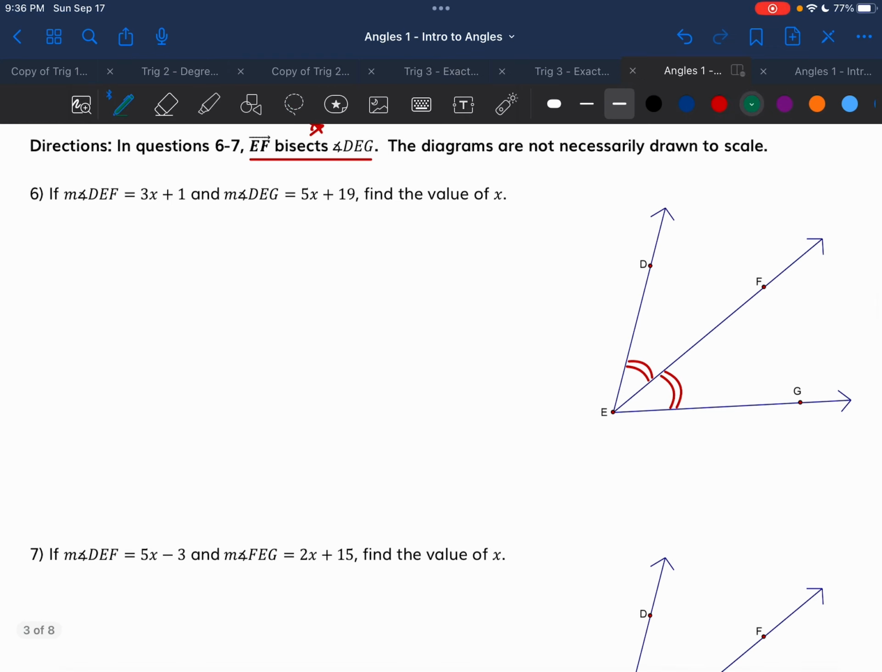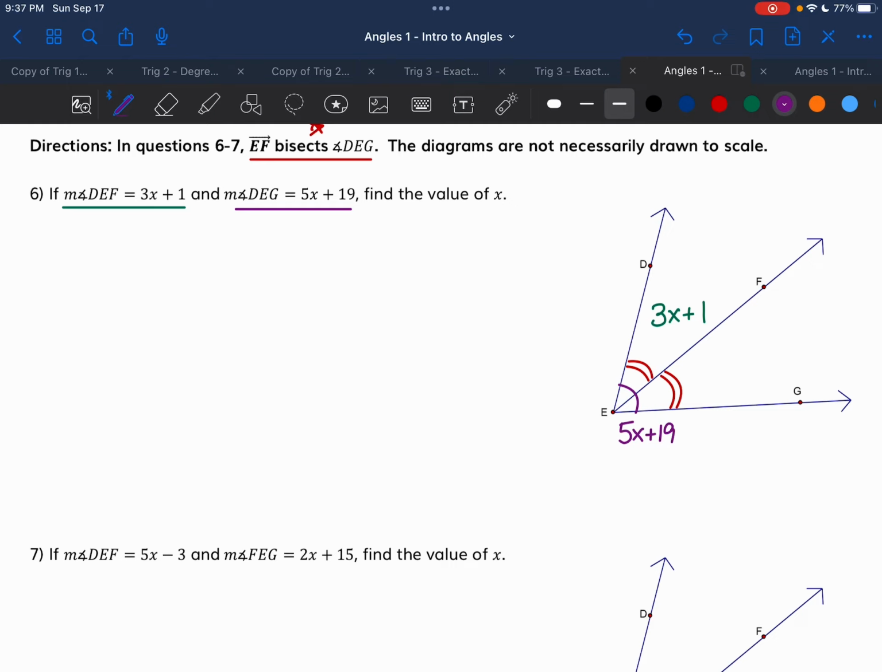Then I can go and actually look at question number 6 and say, the measure of angle DEF is 3x plus 1. DEF, connect my dots. I've got this angle right here, and this is 3x plus 1. The measure of angle DEG is 5x plus 19. DEG is 5x plus 19. That's a little bit trickier. And again, this is why sometimes you'll see me do this little curve that says, oh, look, I'm talking about the whole thing now. That whole angle is 5x plus 19.